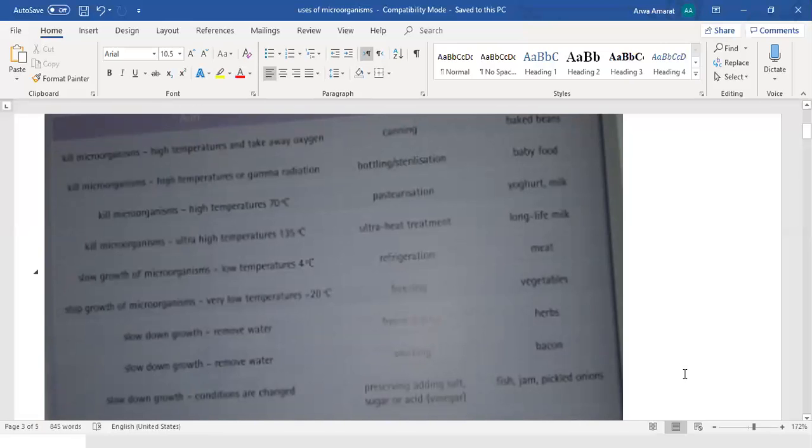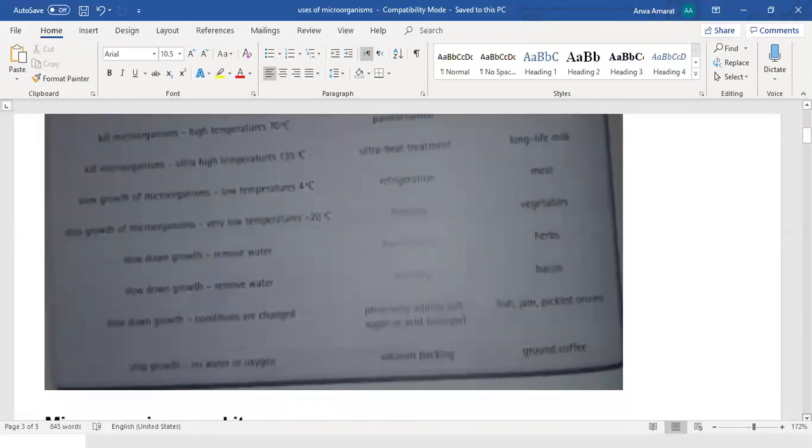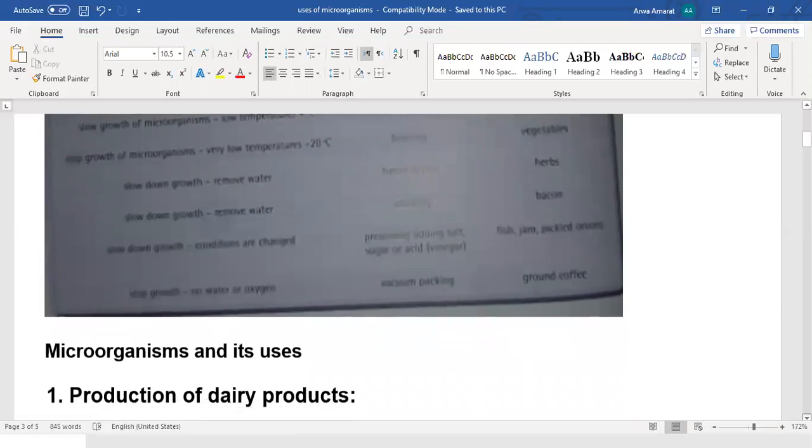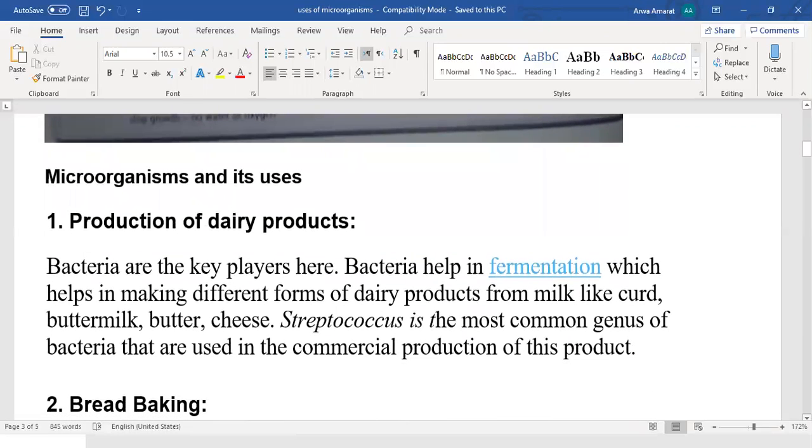Okay, what else? Adding salts or sugar. What does it do? It slows the growth. Vacuum packaging is also to stop the growth. When you don't have water, which is moisture, and you don't have oxygen, it prevents the bacteria from growing.